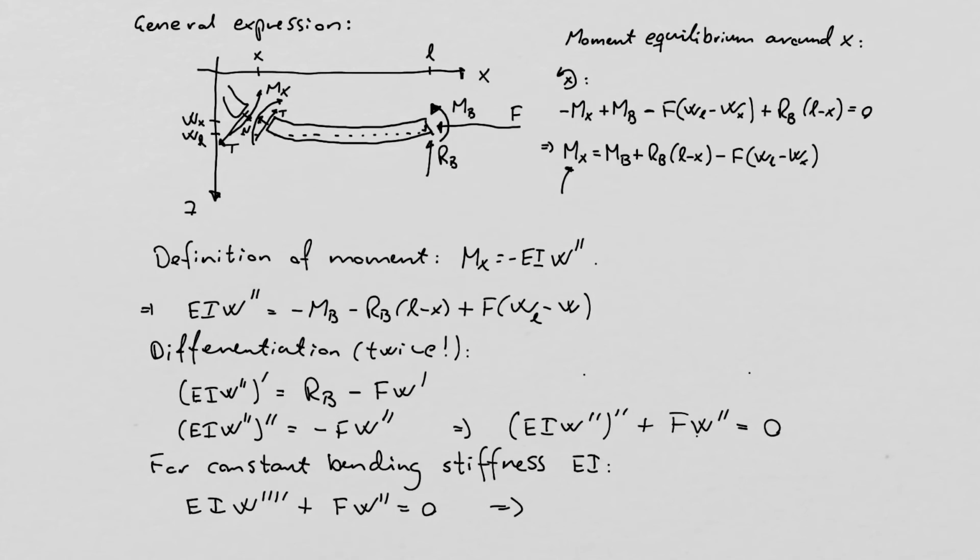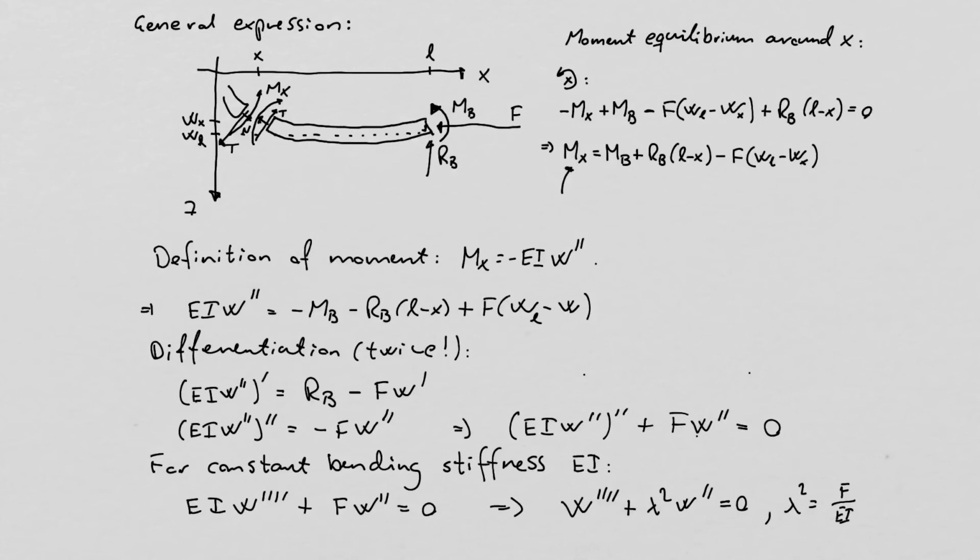or expressed in the same way as we expressed the second order differential equation. Now we express the fourth order differential equation using a parameter lambda squared like this. And our parameter lambda squared in this case becomes equal to F divided by EI, like this. So this is the general formula that we need to solve with the specific boundary conditions.